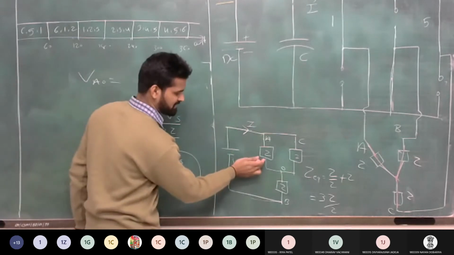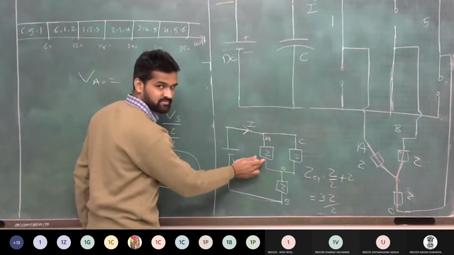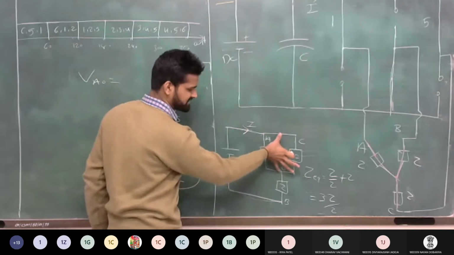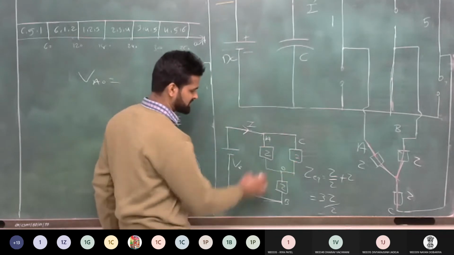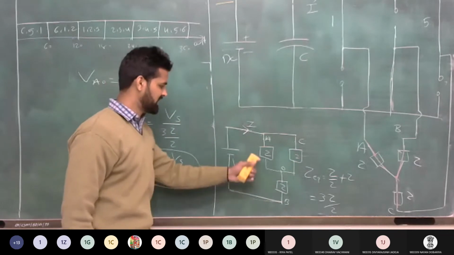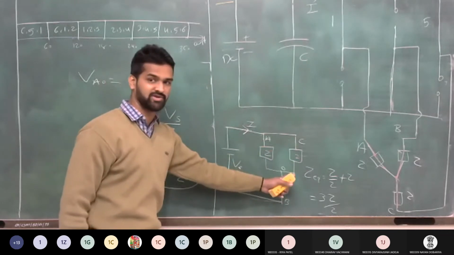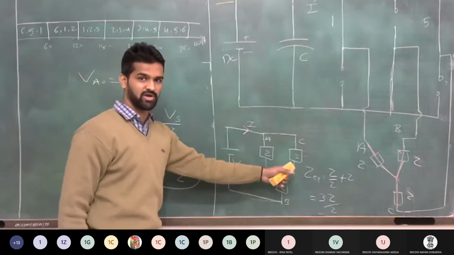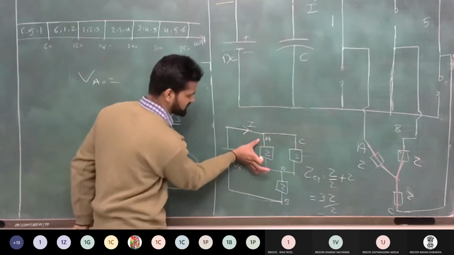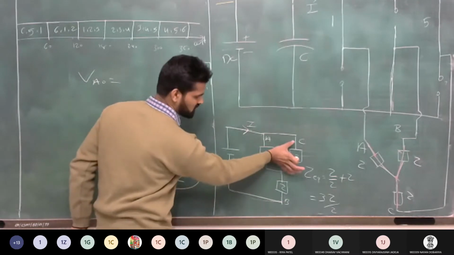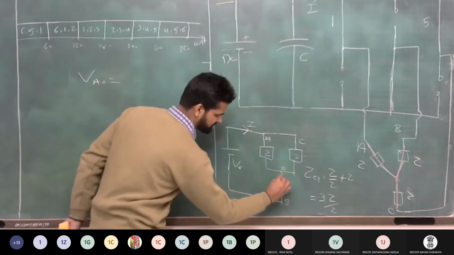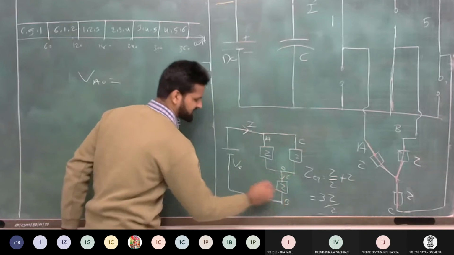VAO. What is the impedance of phase A? Z. What is the equivalent impedance between these two terminals? Z by 2. You can see that both branches have the same impedance. So half of the current is flowing into this branch and half into this branch. Yes or no? So I by 2 current is flowing into phase A, I by 2 current is flowing into phase C, and then both currents combine at the neutral point, and then the total current I flows into phase B.